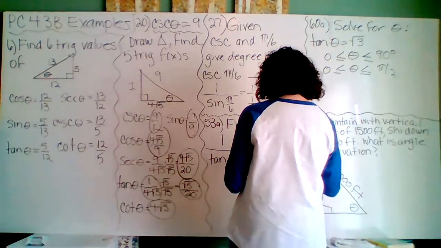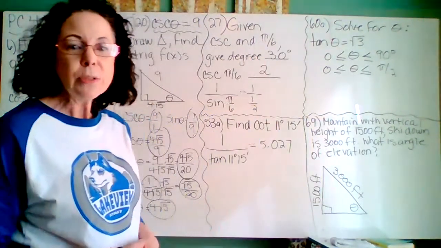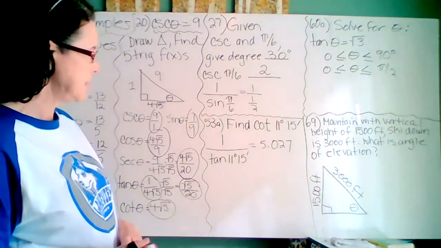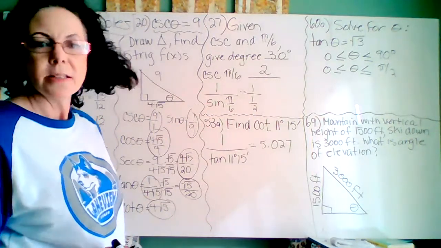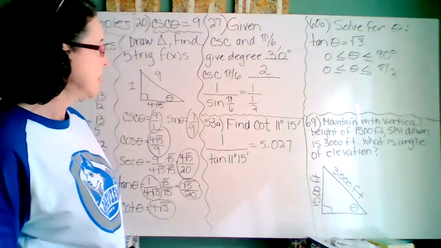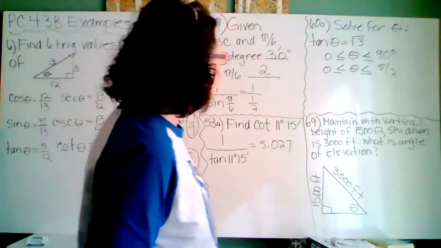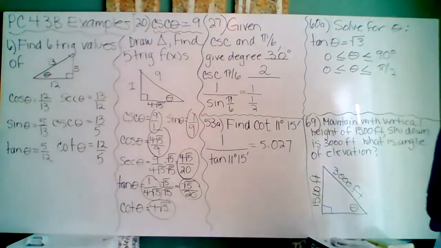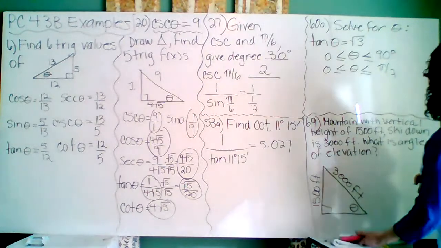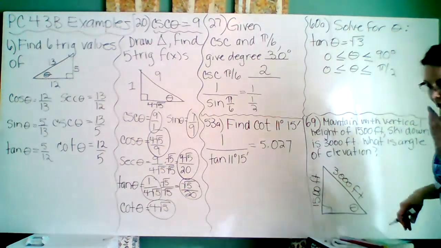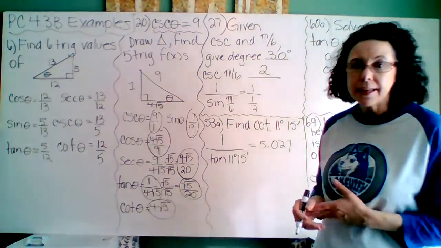5.027. There we go. Is cotangent of 11 degrees, 15 minutes. Now on 60A, they asked us to solve for theta. So we are answering in an angle, and they want to know between 0 and 90 degrees, where is tangent a square root of 3? Now, there's a few places to get that from.